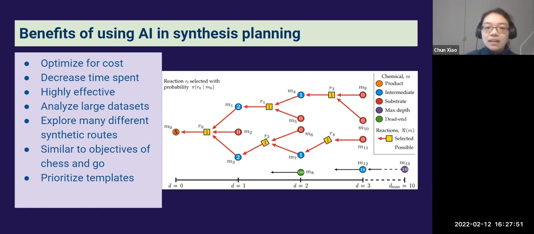Fourth, we can analyze large data sets. As I mentioned before, you can have a large library of potential drug reactions, and then an artificial intelligence can take into consideration all of that and come up with a good solution. And fifth, since artificial intelligence and computers now have such large processing power, you can explore many different synthetic routes. You can see which route is the best for certain factors and objectives that you want to achieve.